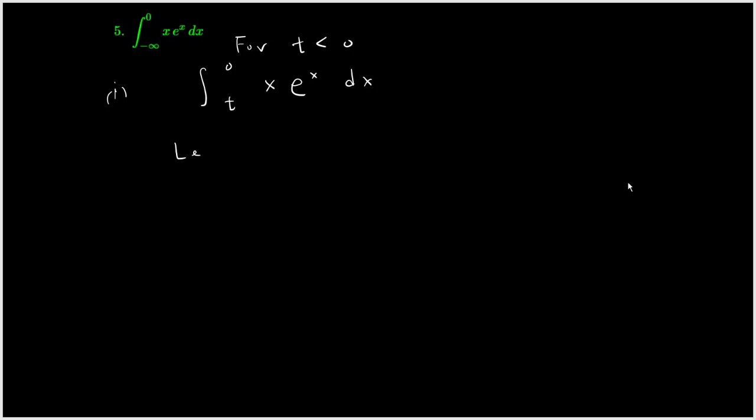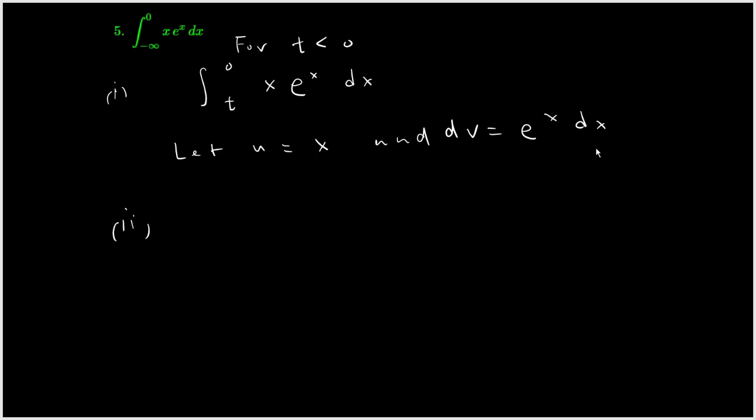I guess for this one you choose u. You let u be x, and you let dv be e to the power of x dx. I'm trying to say you use the by parts formula for the definite integral. The answer to step 1 is going to be a function of t. Do that first.